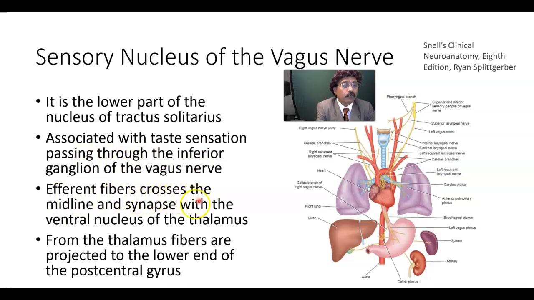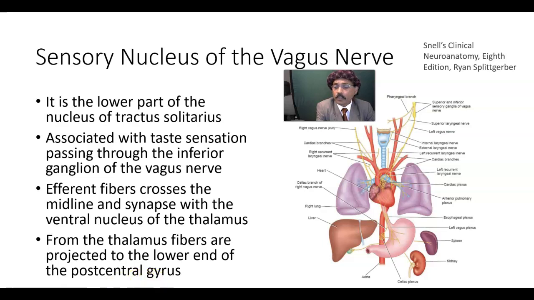Efferent fibers cross the midline and synapse with the ventral nucleus of the thalamus. The thalamus is the great sensory relay station. All sensation except olfaction goes through the thalamus with a relay. From the thalamus, fibers are projected to the lower end of the post-central gyrus of the cerebral cortex.